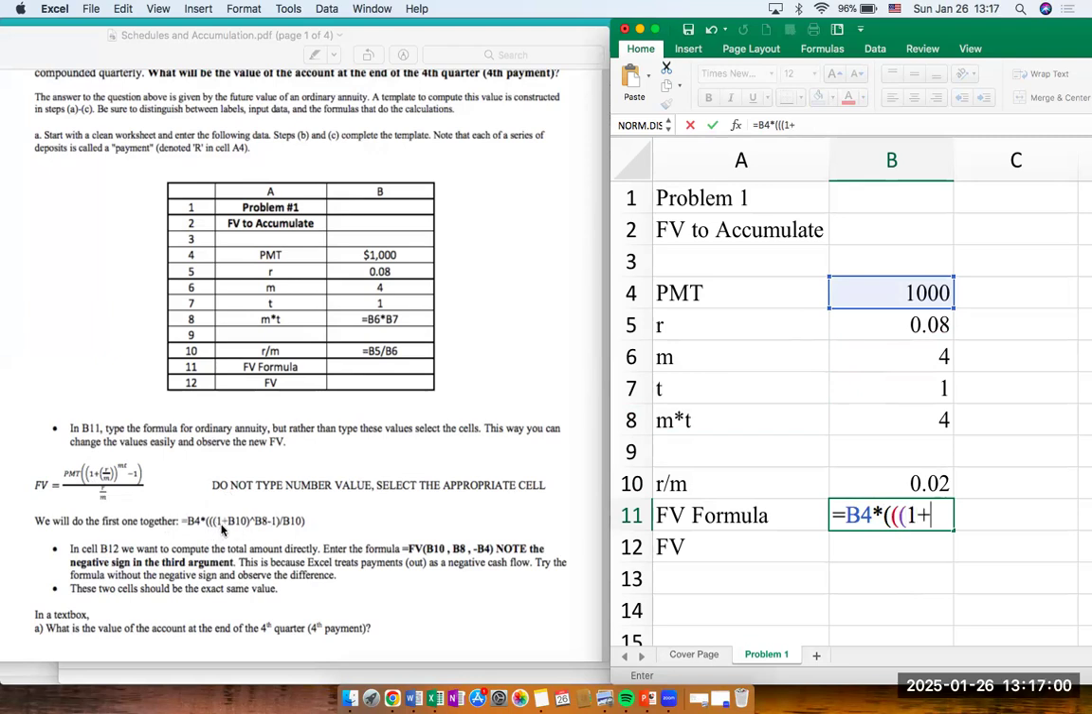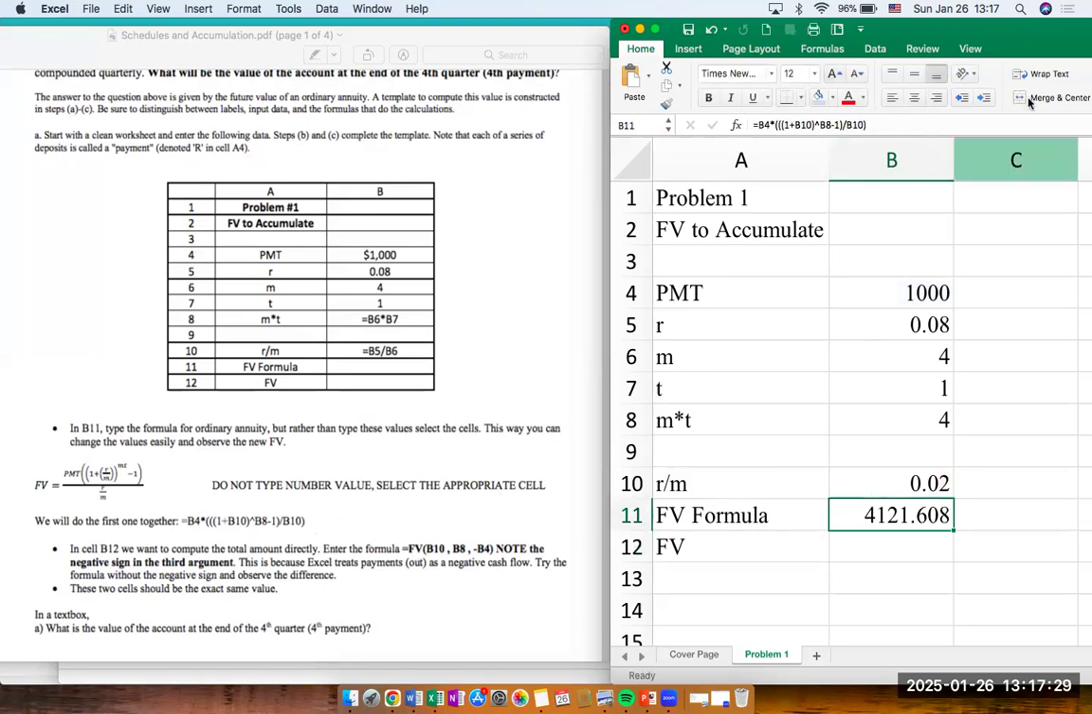Then we have 1 plus, and that's going to be this 1 plus here. R over M, that is found in B10. Close parentheses, raise it to the M times T, which is B8, minus 1 to follow here. And we're going to close your parentheses. And each time you close it, you'll notice that it flashes. Divided by R over M, which again is going to be divided by B10. Here, close your parentheses and then hit enter.